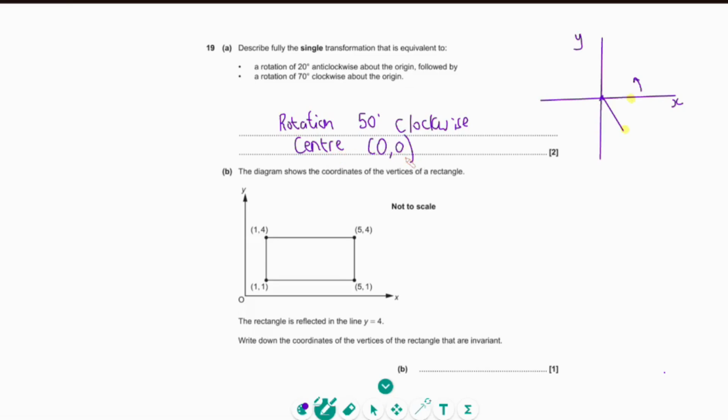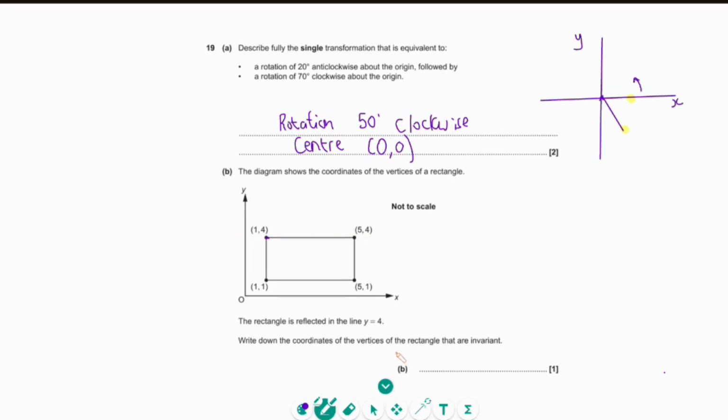The diagram shows the coordinates of the vertices of a rectangle. The rectangle is reflected in the line y equals 4. Right, y equals 4. Well, this is the coordinate point 1, 1. This is the coordinate point 1, 4 up here. So I know y equals 4 would be a straight line.